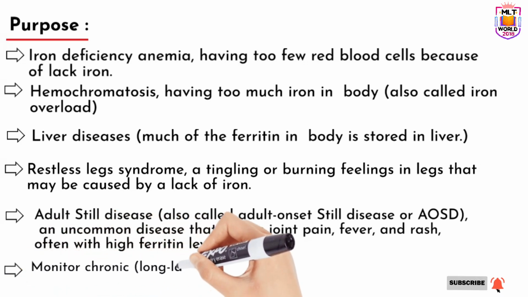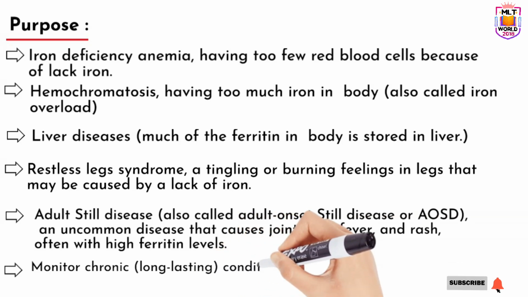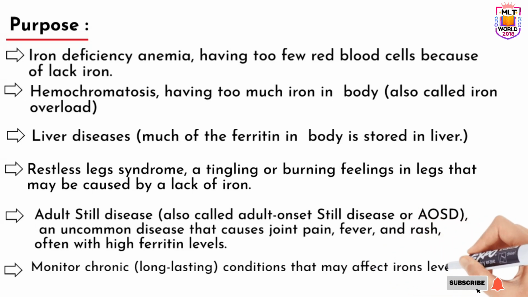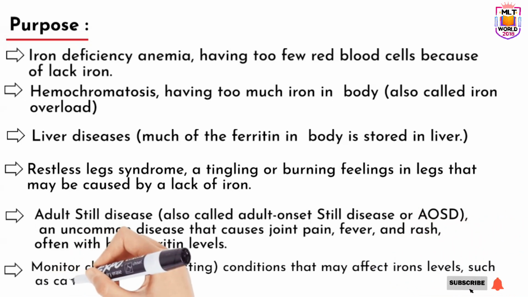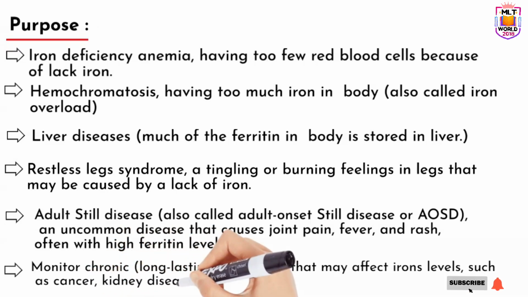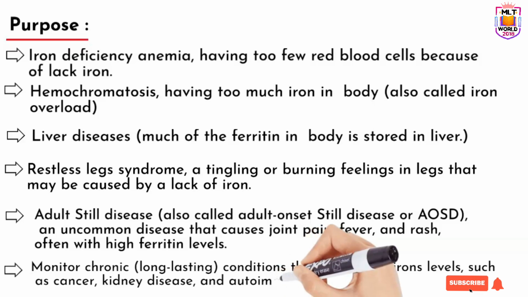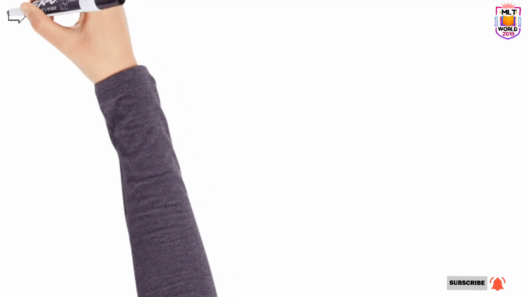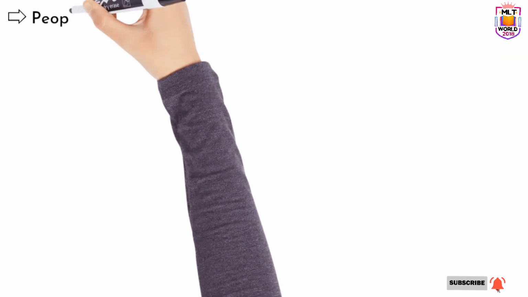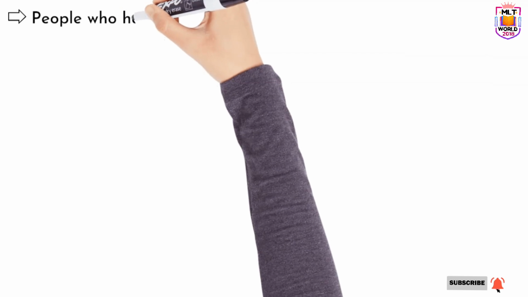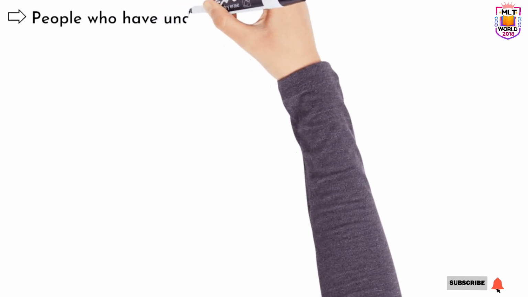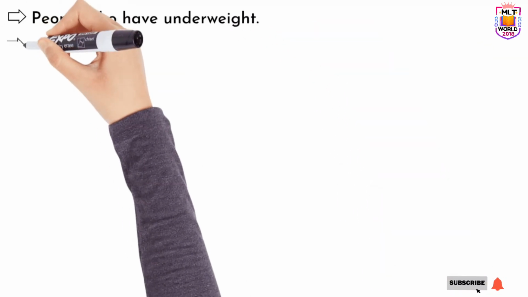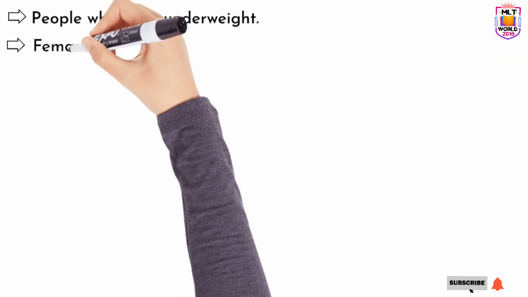We also need to monitor chronic diseases like kidney disease, long-term diseases that may affect iron levels. So in that case we also need to check the ferritin level. Next, people who are underweight also need to be checked.